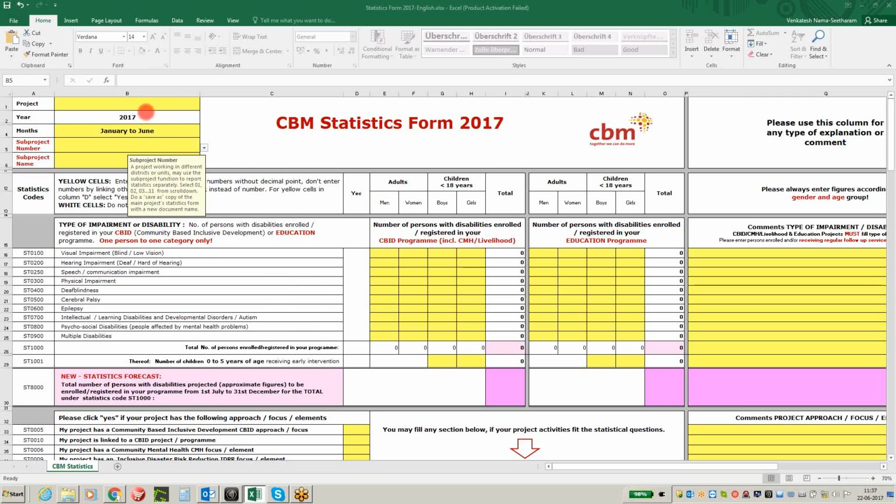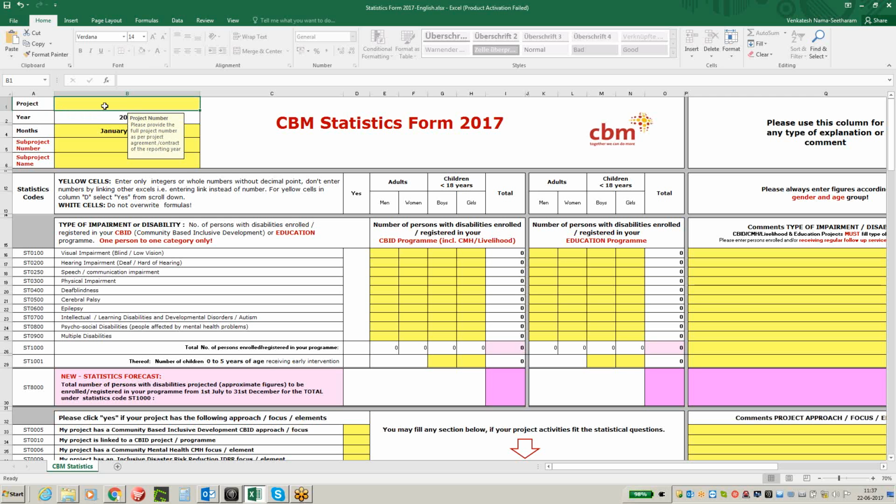Okay, first we start with the project number. As you see, there will be a pop-up message coming up in each cell, so that it will guide the partner on how to fill in the statistics form, which will help them to know what needs to be filled in the statistics form.